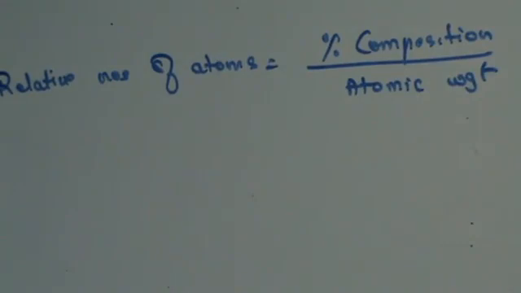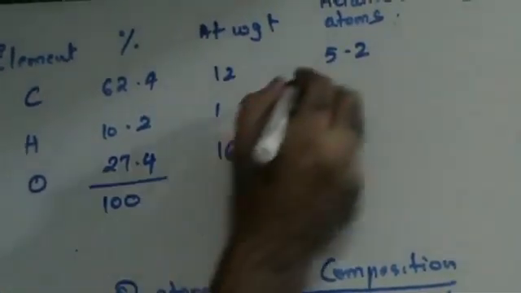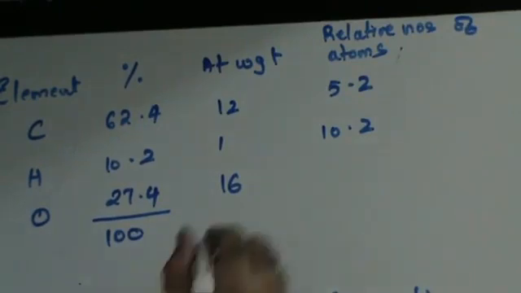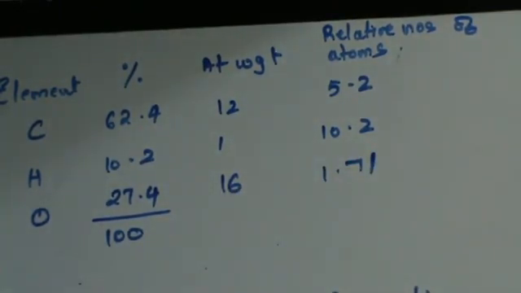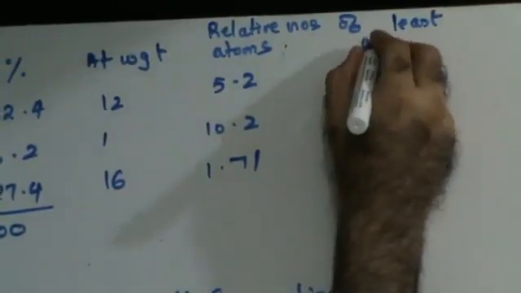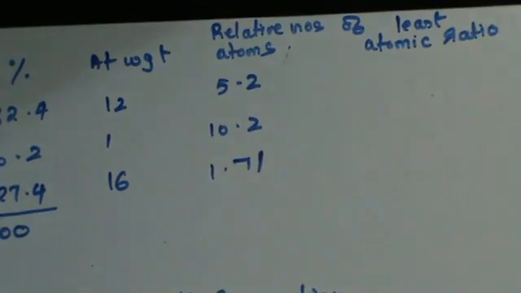So this will be 62.4 divided by 12, which is nothing but 5.2. 10.2 divided by 1 is 10.2. 27.4 divided by 16 is 1.71. That's your relative number of atoms. Then you find out least atomic ratio. How do I find out least atomic ratio?